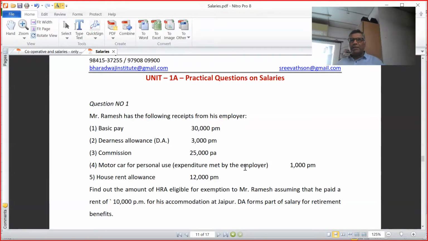Let's do some questions up to perquisite and come back and read terminal benefits. Question number 1. Mr. Ramesh has the following receipts from his employer: basic pay, DA, commission, motor car for personal use with expenditure met by the employer, house rent allowance. Find out the HRA eligible for exemption to Mr. Ramesh, assuming that he has paid a rent of 10,000, accommodation is in Jaipur, DA forms part of terminal retirement benefits. I will also do the full salary, not only HRA exemption. Read through.